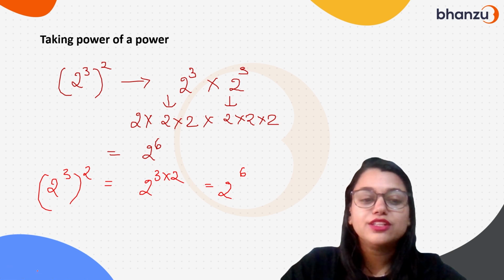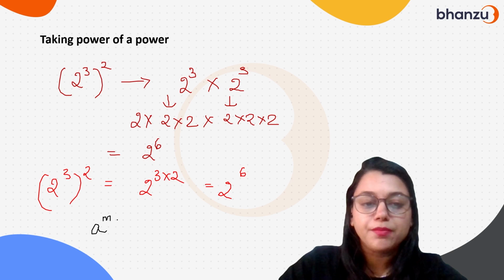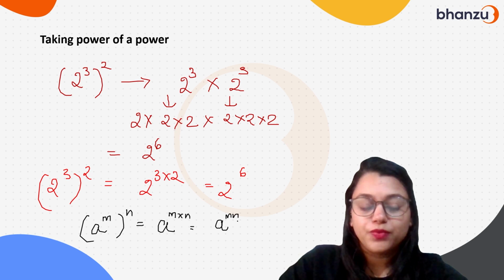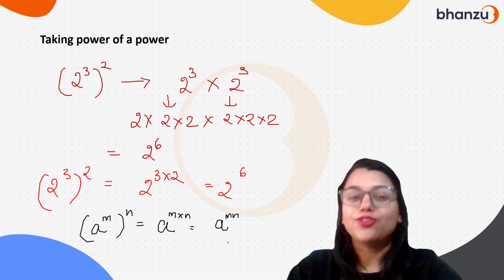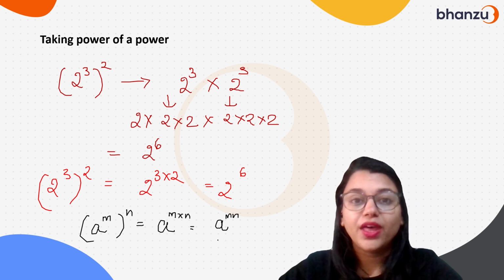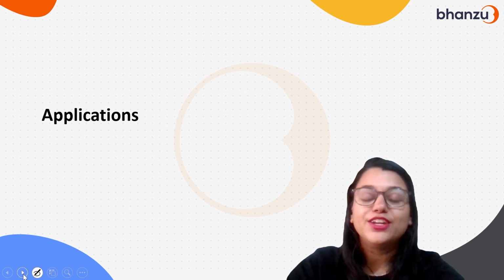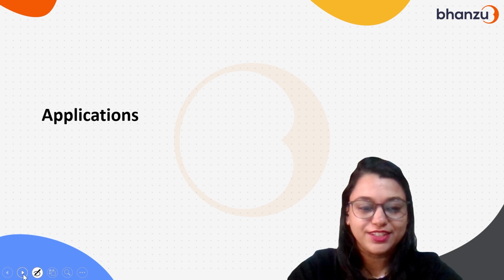So here also we can generalize this and write it as a raised to the power m whole raised to the power n can be written as a raised to the power m into n, that is a raised to the power mn, where again a is a non-zero integer and m and n are whole numbers. Alright. Now let us see the application part of it.